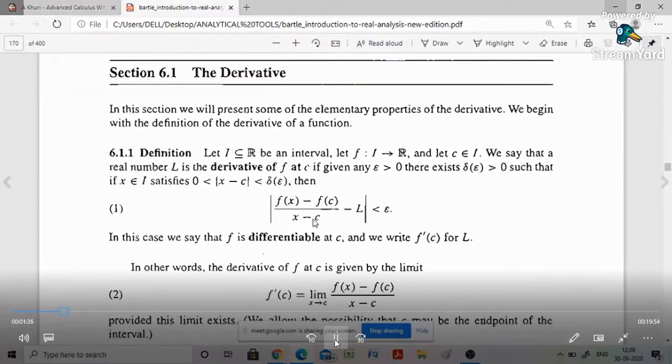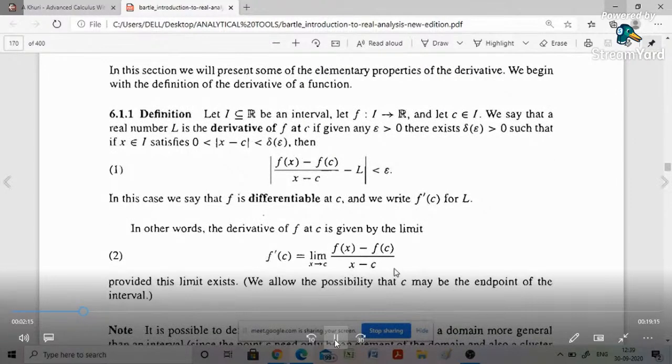A function f is said to be differentiable, or f dash is called a derivative of f, if whenever mod x minus c is less than delta, then mod of (f of x minus f of c) by (x minus c) minus L is less than epsilon. So that means f dash of c equals the limit as x tends to c of (f of x minus f of c) divided by (x minus c). That is the derivative of the function at the point c. Okay, if this derivative exists, we say that the function f is differentiable.